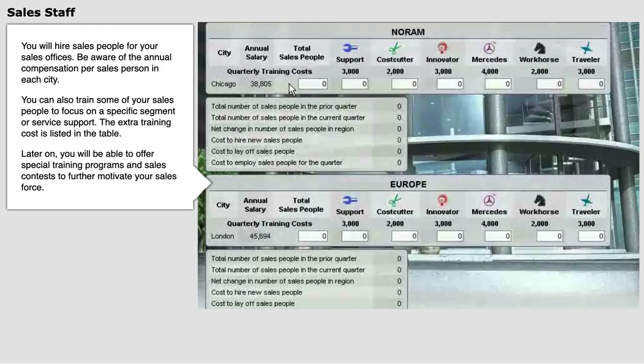You will hire salespeople for your sales offices. Be aware of the annual compensation per salesperson in each city. You can also train some of your salespeople to focus on a specific segment or service support. The extra training cost is listed in the table. Later on, you will be able to offer special training programs and sales contests to further motivate your sales force.